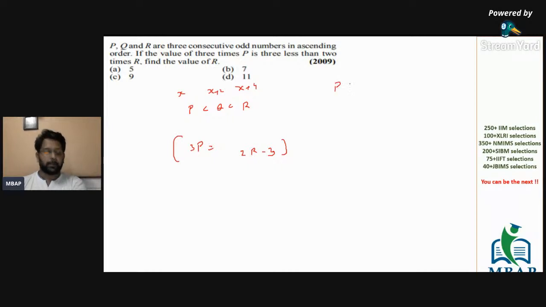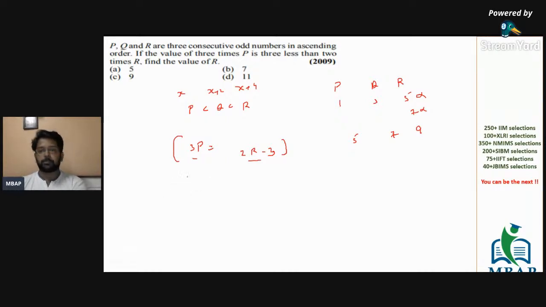If you have the values P, Q, and R, you can start substituting the values, and you'll get it very easily. If R is 5, the next value Q would be 3 and P would be 1. You just have to plug in the values of P and R and see whether this equation is met or not. This equation will not hold for R equal to 5, and I think it will not hold for 7 either. If I put R to be 9, Q would be 7 and P would be 5.